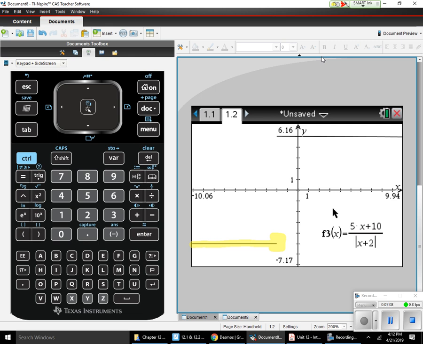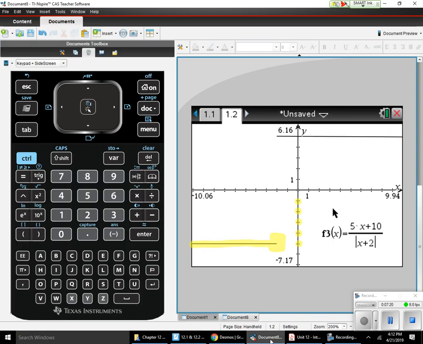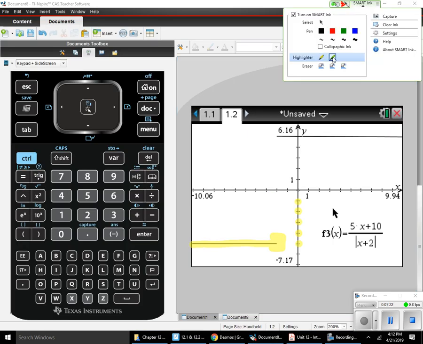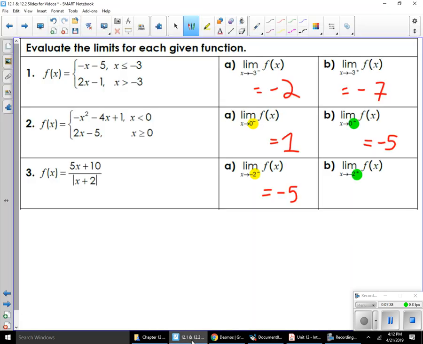So when x is getting closer and closer and closer to negative 2, this function is going to approach negative 1, 2, 3, 4, 5. And then swinging back and looking at this function from the right, we get another nice constant function. Of course, now it's all positive numbers. And as we get closer to negative 2 for my x value, this function is going to approach positive 1, 2, 3, 4, 5 as a y value.